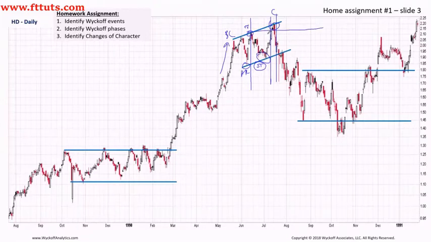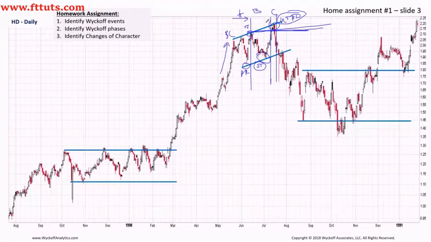This attempt to overcome the previous resistance, I would label that as an upthrust. Yeah, upthrust, and because this is a distribution, so upthrust after distribution. Okay, we want to check on all of the phases. So phase A, phase B, and phase C.